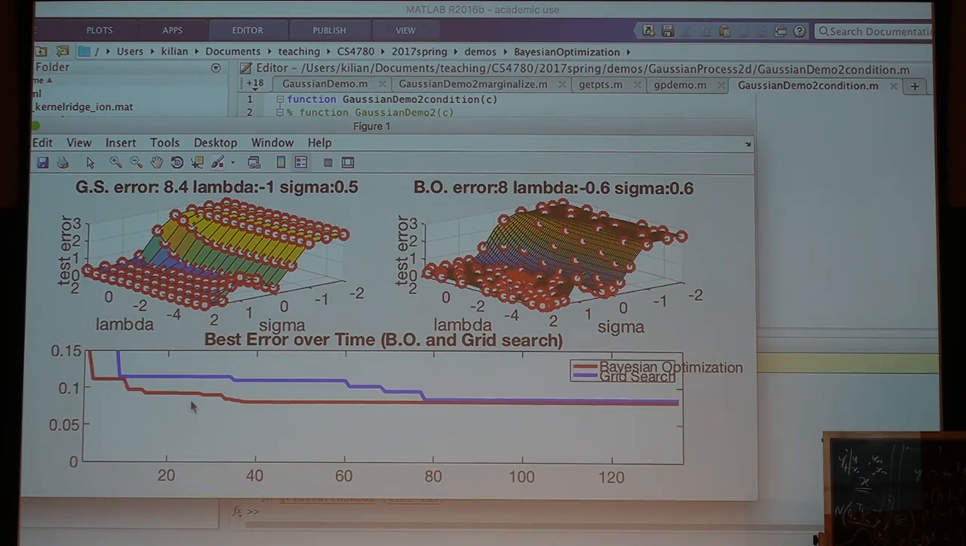And one thing you can see on the bottom graph is the number of iterations, the number of times I had to train my algorithm, and this here is the best error that I got.